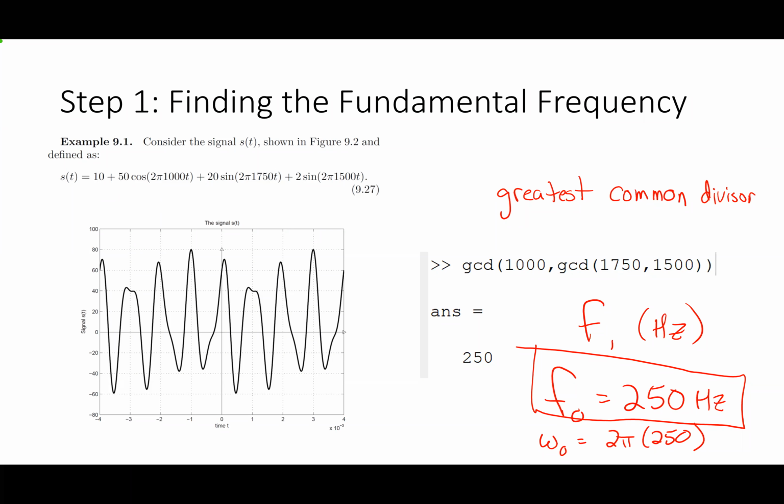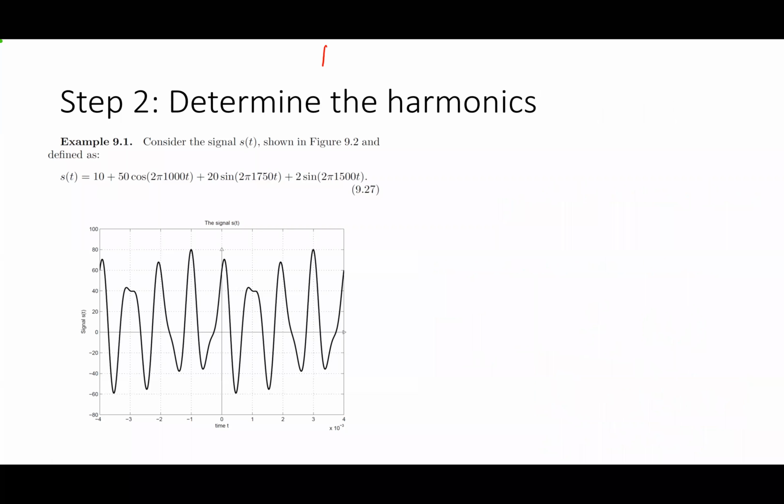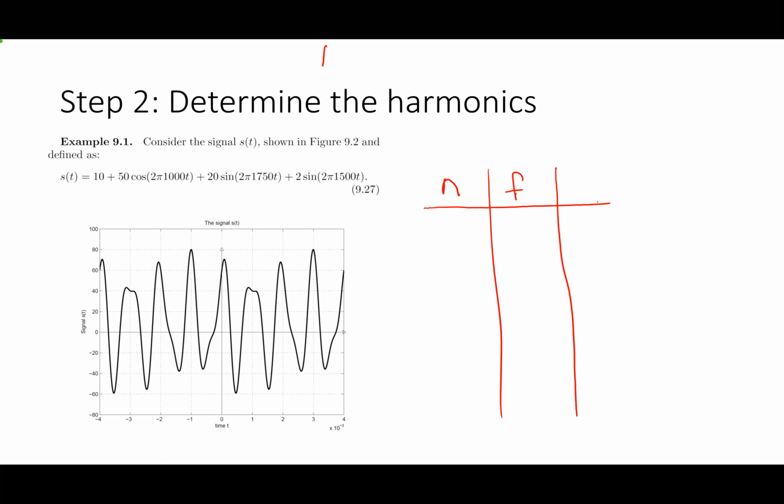So the second step is, what harmonics do I have? What harmonics are actually physically present in this particular case? What we did last time is the same thing. I'm going to say N, F, and talk about which ones I have. N equals 0. What's the frequency? 0. N equal to 1 in this case. What's the frequency that I get? 250.